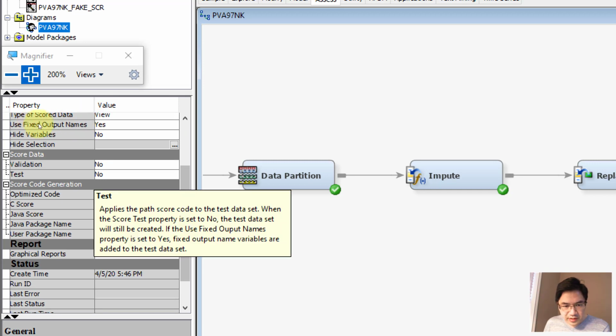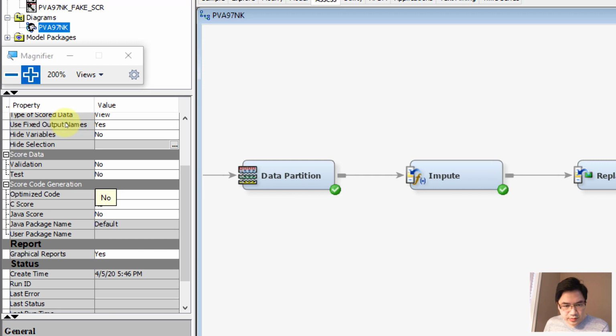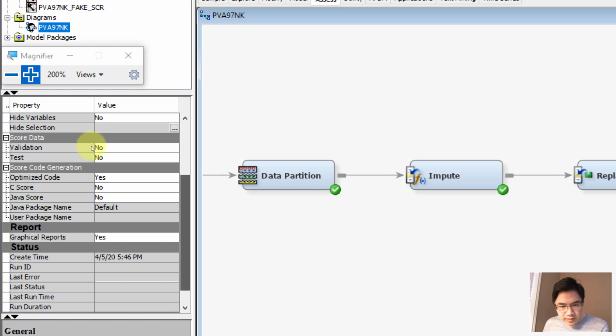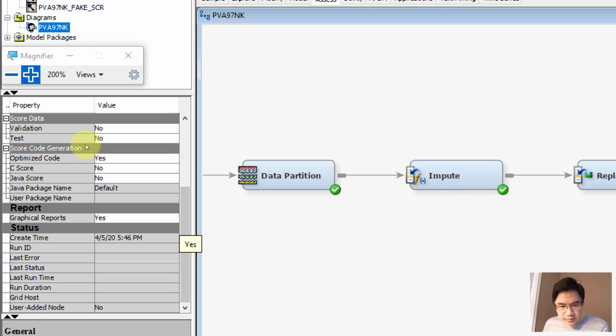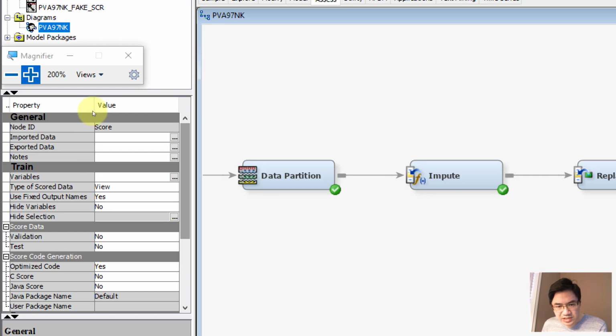If you do have a test set, you can choose to score the test set. I don't have a test set here. And you can choose to generate the SAS code of the entire score process and optimization process. Here, I don't. You can turn off the reporting of the graphical results, and I'm going to accept all the defaults here.